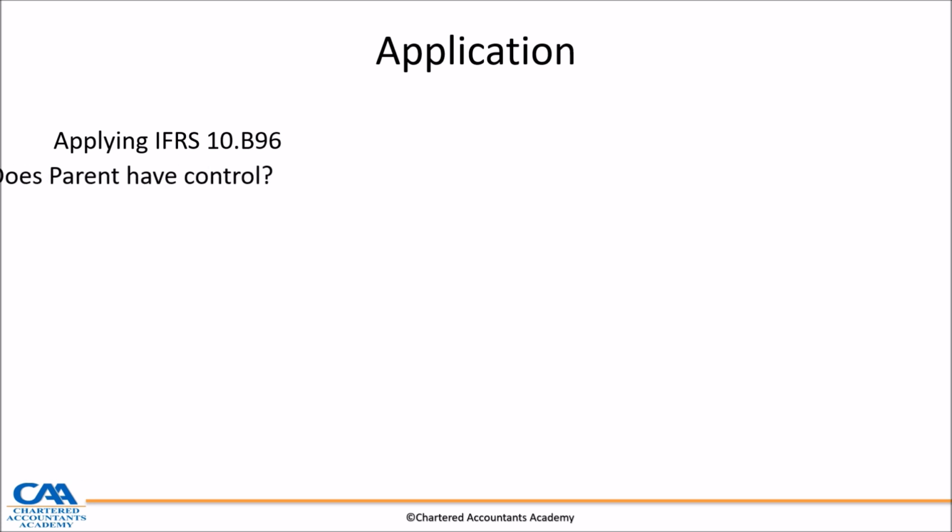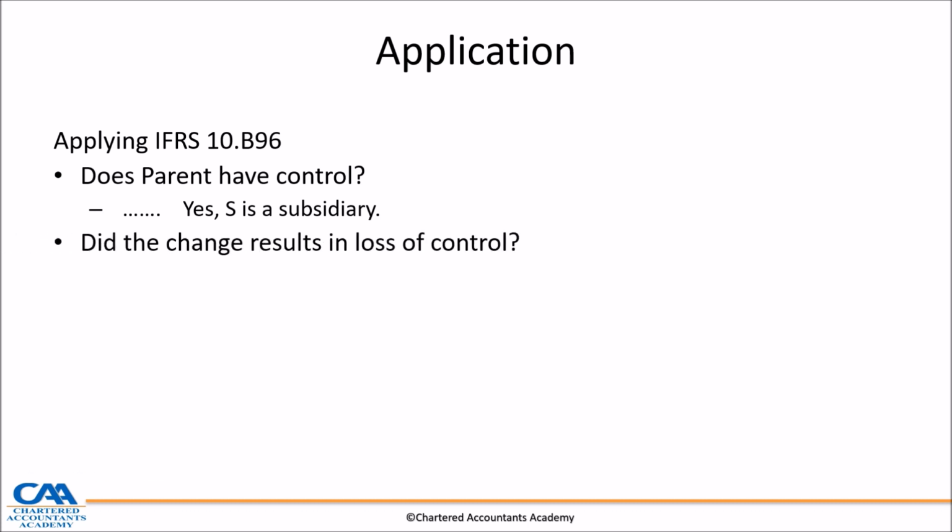B96 in detail. First of all, we need to establish whether the parent has got control. And if yes, we need to consider the impact of the change. Does it result in loss of control? If no, it means either control has increased or control has decreased. So remember, we said control is absolute. Once you have it, you have it. Percentages do not matter. So a change in NCI means you had control before and you have control after the change. Whatever the change, increase or decrease.